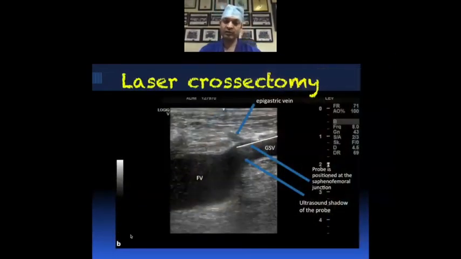Then there are a few words about laser crossectomy. So this is a new concept. We have been doing laser crossectomy for more than 2 years now, and have done more than 100 patients. The concept is, the safe distance from the saphenofemoral junction is around 2 centimeters, which is there in the literature and in the guidelines. Then there are some guidelines which show that you can go up to 1 centimeter in some patients.